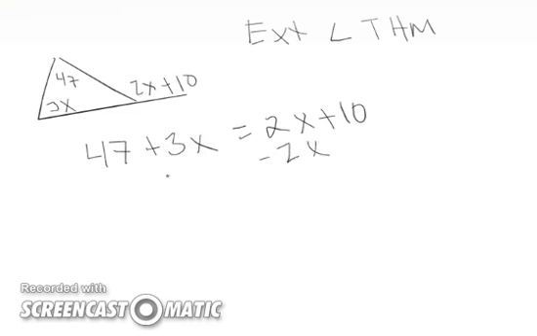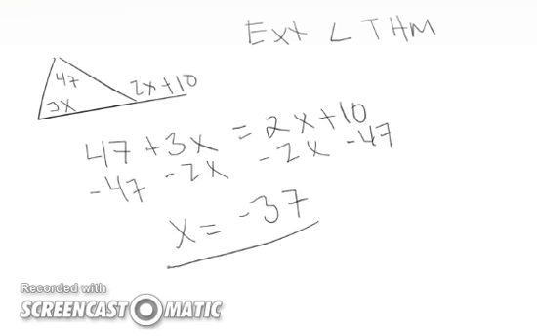So I'm going to subtract 2x over here, and I'm going to subtract 47. And we get x equals, and that's going to become negative 37. And that's my answer. Unfortunately, I made up these numbers kind of randomly off the spot. This is not going to make a whole lot of sense because I'd end up with negative degrees, but for the purpose of this problem, this is how we'd set it up.